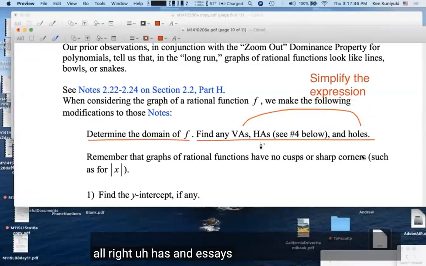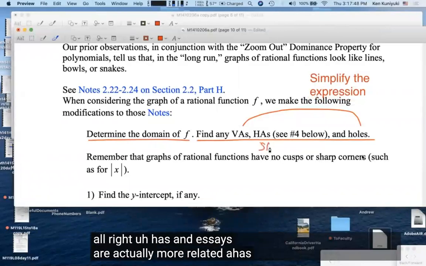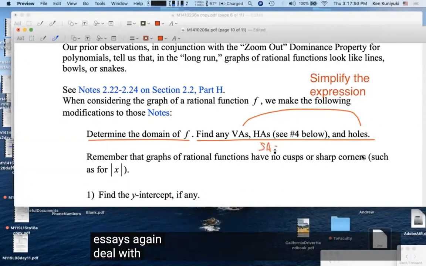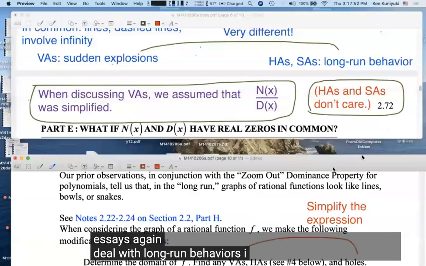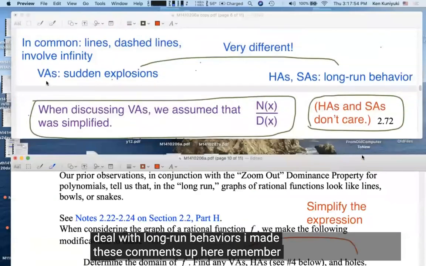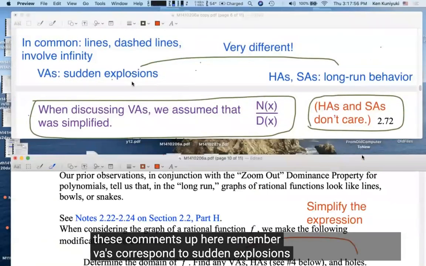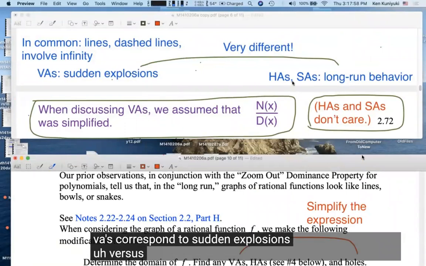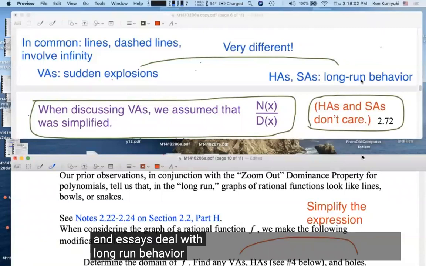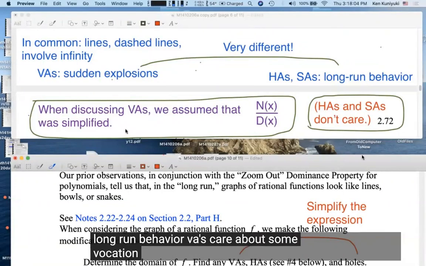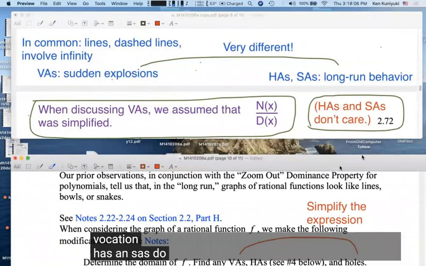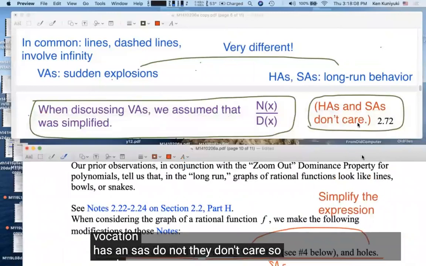HAs and SAs are actually more related. HAs and SAs, again, deal with long-run behaviors. I made these comments up here. Remember, VAs correspond to sudden explosions versus, these are very different, HAs and SAs deal with long-run behavior. VAs care about simplification, HAs and SAs do not. So they don't care so much about factoring and all that.